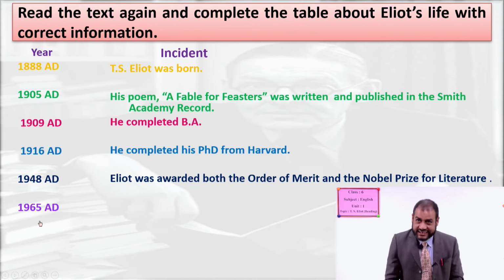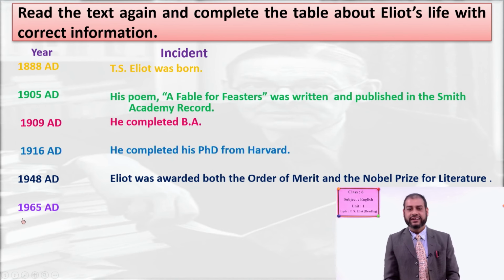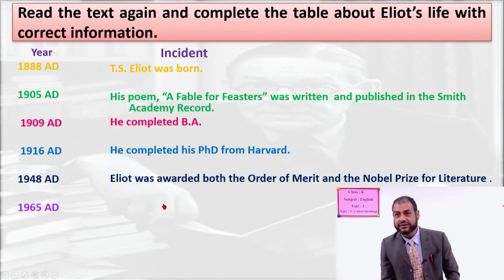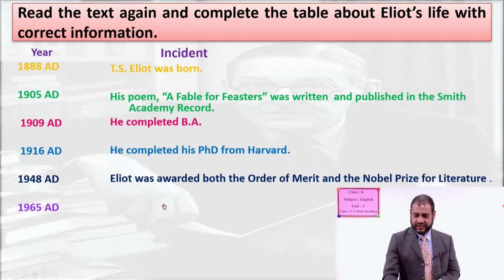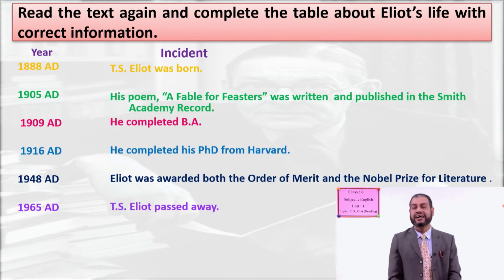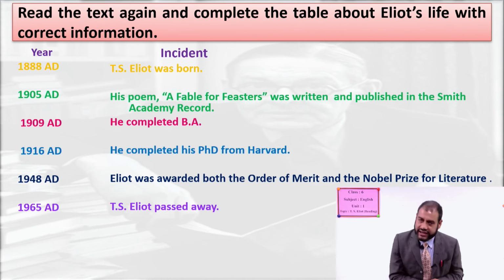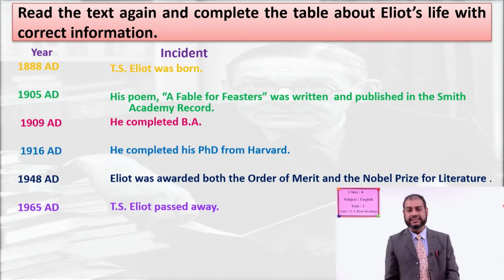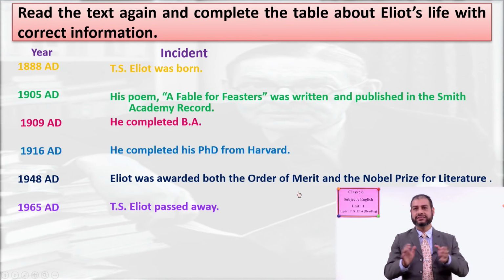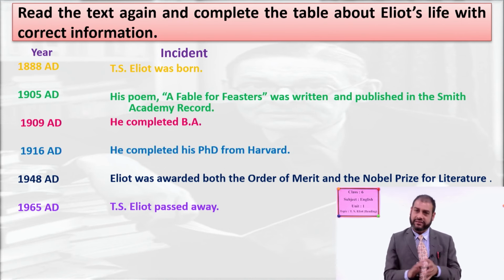Now, the last date given here, 1965. What happened? Oh my God. See, it was the last year in T.S. Eliot's life, because he died. See, T.S. Eliot passed away. He died in this year. The world lost a great person from literature. All right? Very good job you have done.